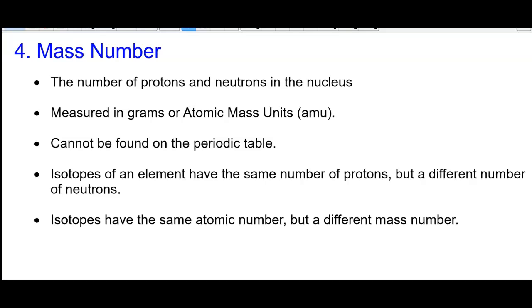Isotopes of an element have the same number of protons but different numbers of neutrons. Isotopes have the same atomic number but different mass numbers. We're going to spend some time specifically talking about isotopes in a few days.